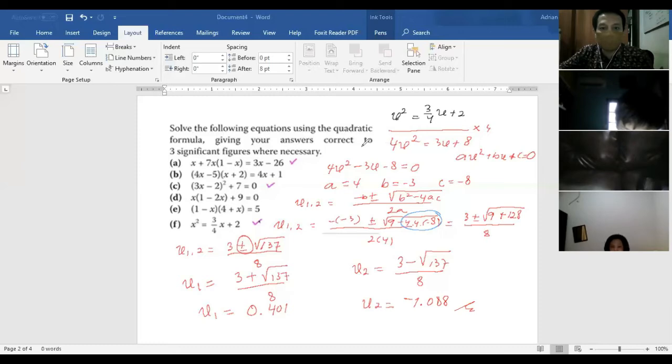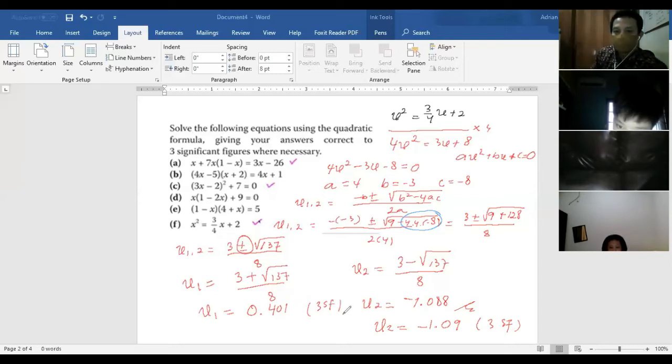Okay, listen, student. There is instruction correct to 3SF. You understand 3SF? 3SF, 3 significant figures. Yeah. So x1 is 3SF, right? But x2 is not 3SF. You have to modify. So x2 changed to 3SF, minus 1.09. This one 3SF. Is it clear, everyone? Clear? Clear, sir. Okay, copy.